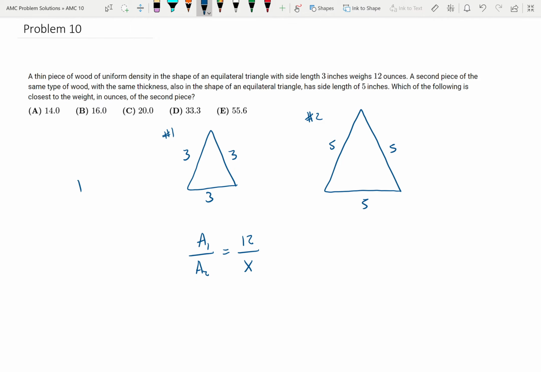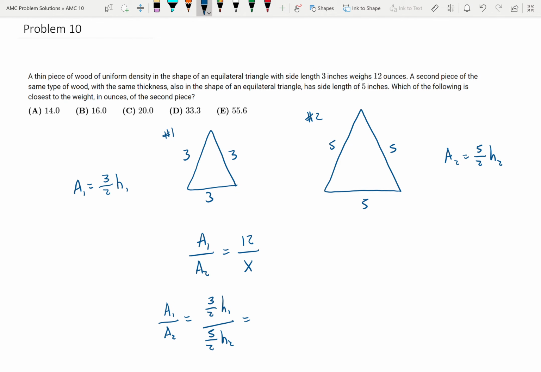So for this first one, area 1, it's going to be 1/2 base times height. So 1/2 times 3, 3/2 times whatever the height is, height 1. The area of this second one is going to be, again, 1/2 base times height, so 5/2 times h2. We don't know the height. So if I do a1 over a2, that's going to be equal to 3/2 h1 over 5/2 h2.